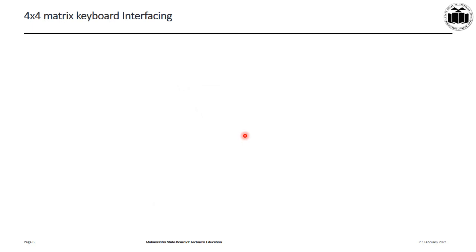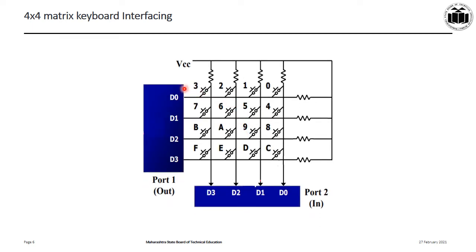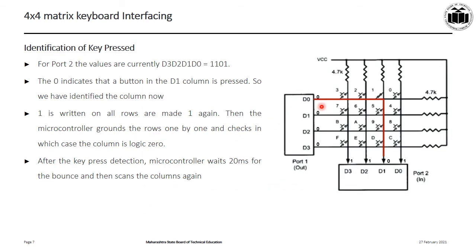Let's see the interfacing of matrix keyboard with 8051. The ports have been divided for convenience. Port 1 is output port connected to the rows, and port 2 is input port connected to the columns. Initially, therefore, port 2 will have all ones and port 1 will have all zeros. Initially, all the rows have zeros written on them and all the columns have 1 written on them.